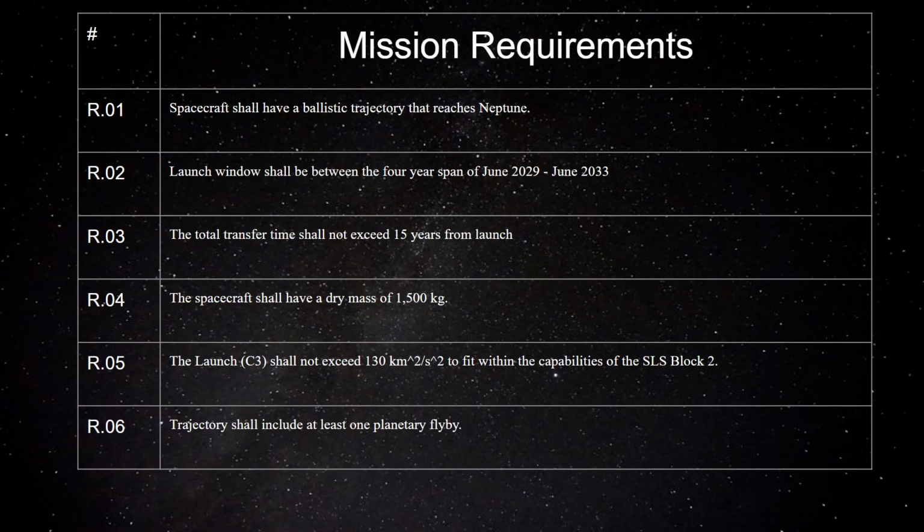For mission requirements, the spacecraft shall have a ballistic trajectory that reaches Neptune. It shall launch between June 2029 and June 2033, and the total transfer time shall not exceed 15 years from launch. The spacecraft shall have a dry mass of 1,500 kilograms, and the launch C3 shall not exceed 130 kilometers squared per second squared to fit within the capabilities of the SLS Block 2, and the trajectory shall include at least one planetary flyby.